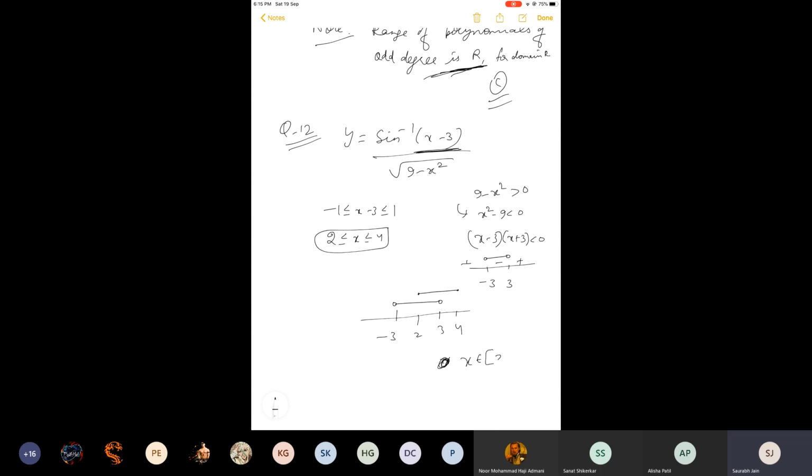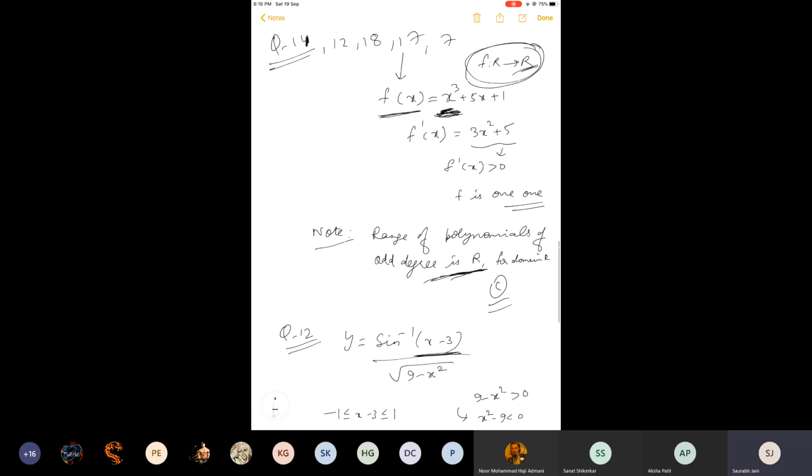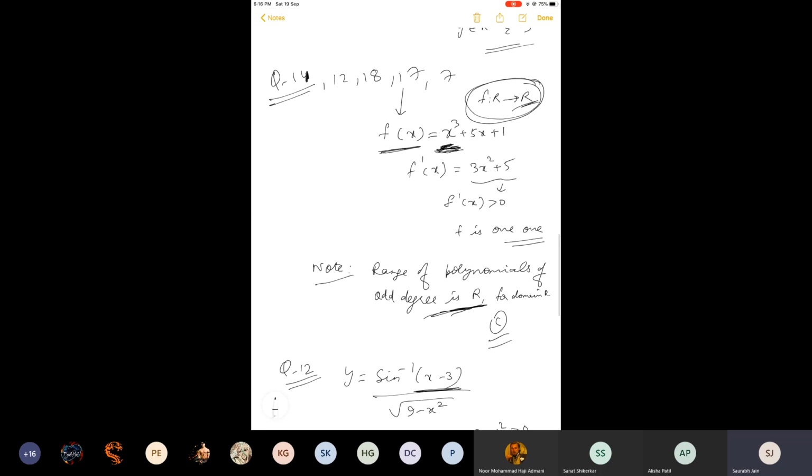So x belongs to [2, 3). 2 is present in both, while 3 is not present in the lower one, so it will not be part of the intersection. 2 closed, 3 open. Observe the options. Sometimes in a hurry we take the wrong answer. So [2, 3] closed is option A, which is wrong, and [2, 3) open is correct. So B will be the answer. This was your question number 12.